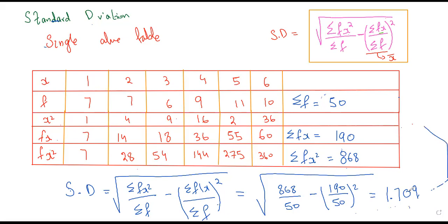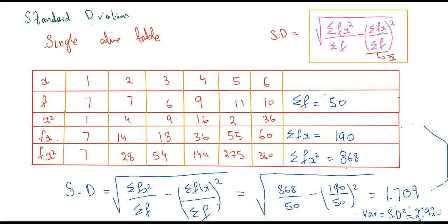So there's something wrong with my pen. Variance is going to be standard deviation square. So it would be 1.709 square, and that is going to be 2.920, or 2.921, that depends. This is what I was getting when I was doing it.